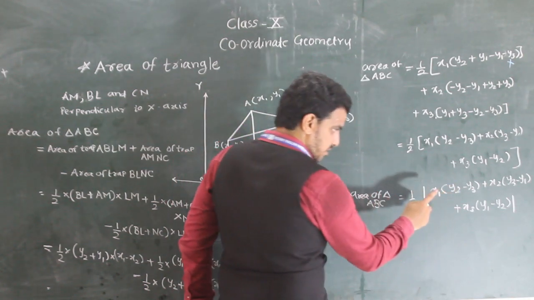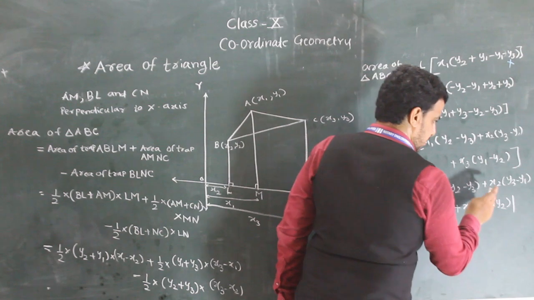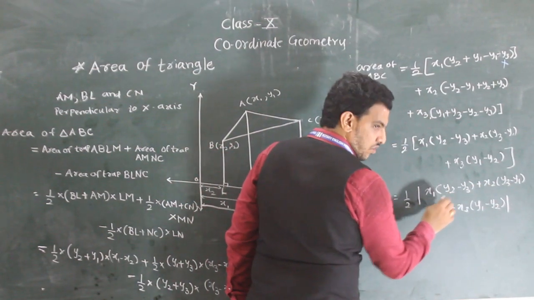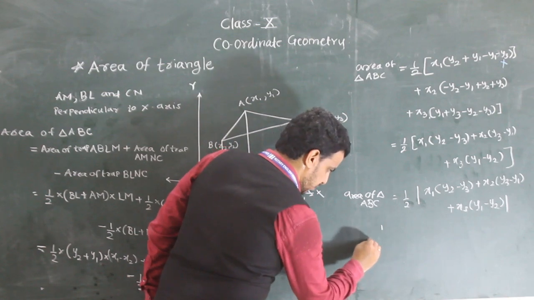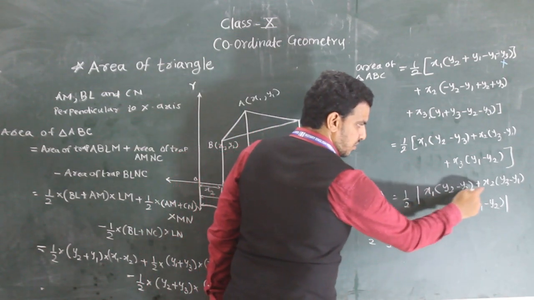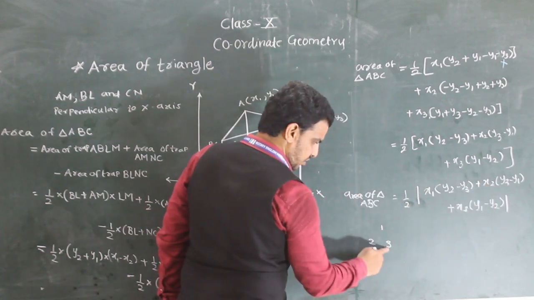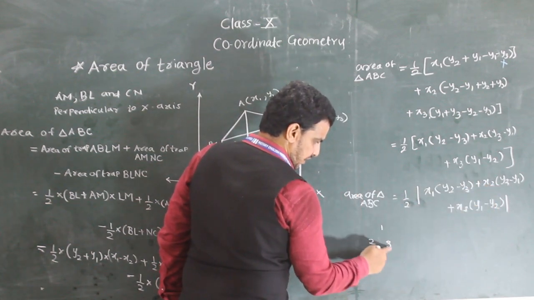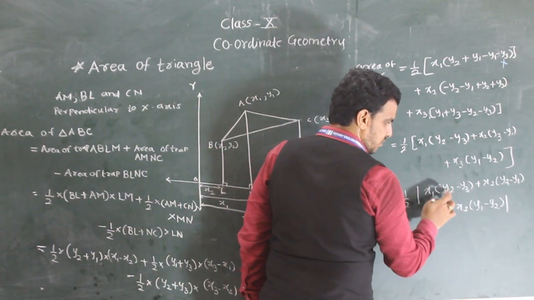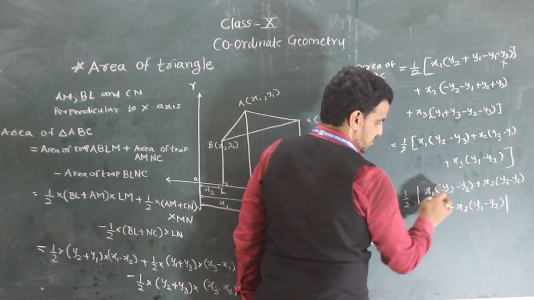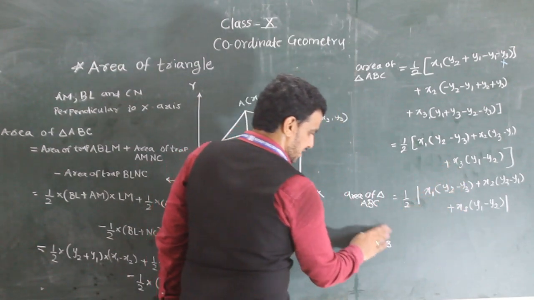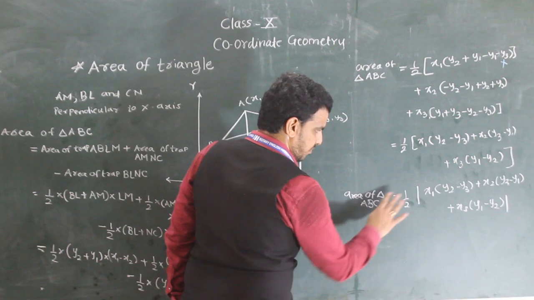And this formula we can keep in mind in an easy way, because these are in cyclic order. So if I am writing 1, 2, 3 is the cyclic order, meaning 1, 2, 3, 2, 3, 1, 1, 2, 3, 2, 3, 1, and 3, 1, 2. First you have to write all this and then write x1, and here in bracket y. So here x is there and here in bracket y is there. So in an easy way we can keep in mind this formula.